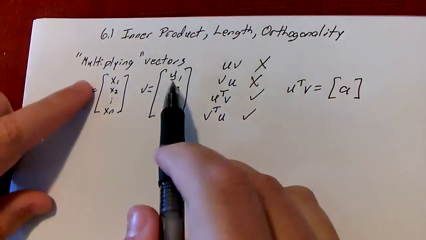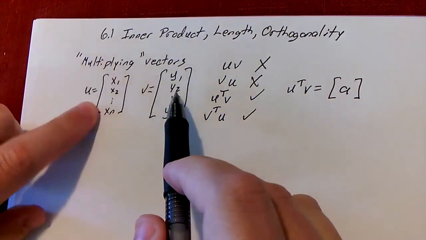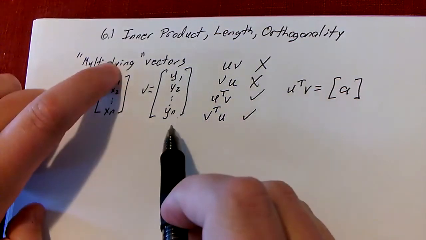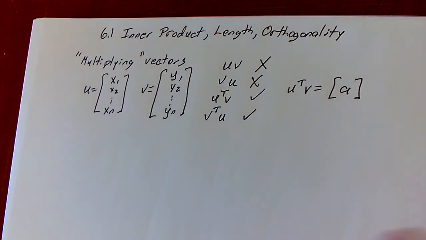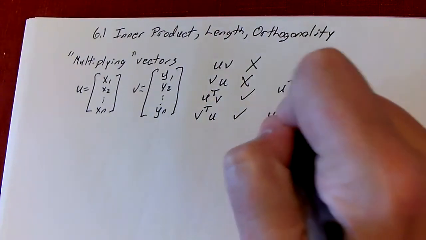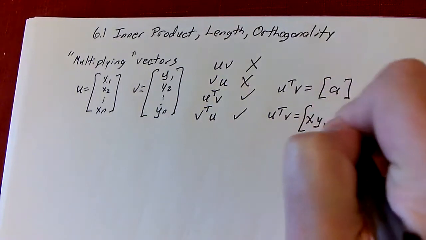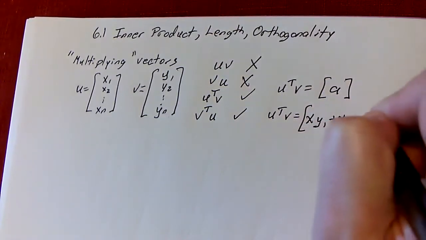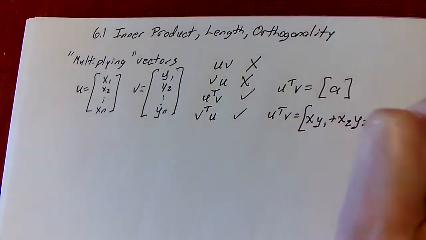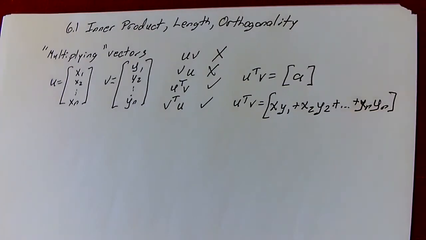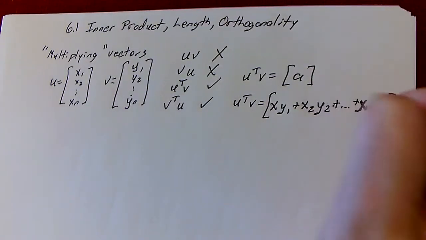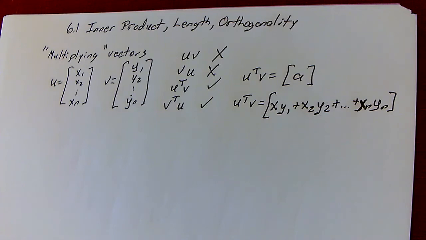Okay, because I would go across, which in this case would be entries 1 through n, and I would go down v, get entries 1 through n. So this product would actually be, I would do x1 times y1 and add it to x2, y2, and that would continue all the way to the end for xn, yn. Okay? So that's the idea of an inner product.